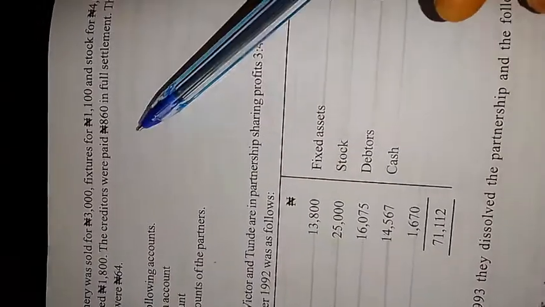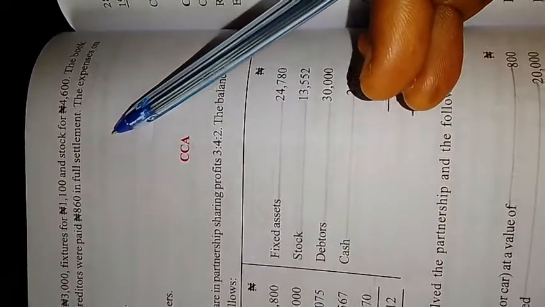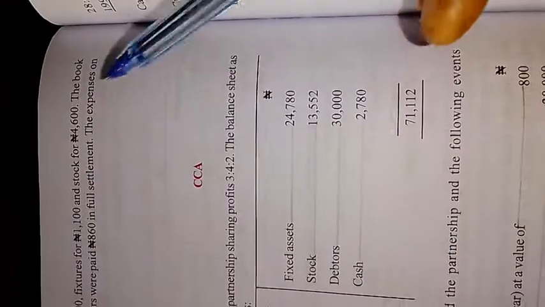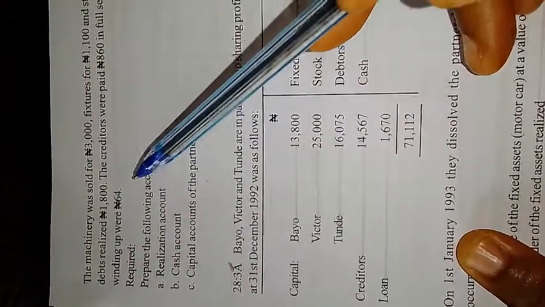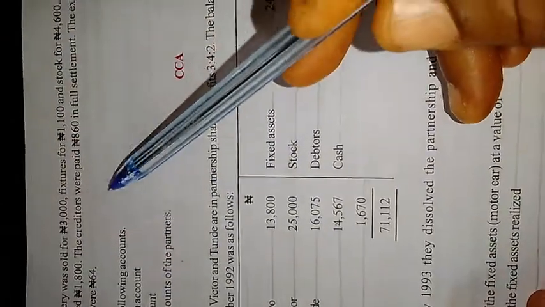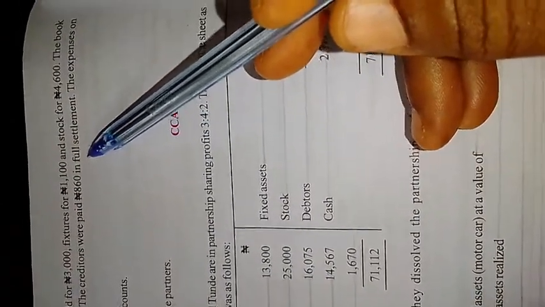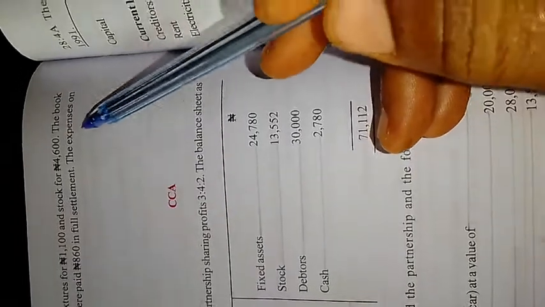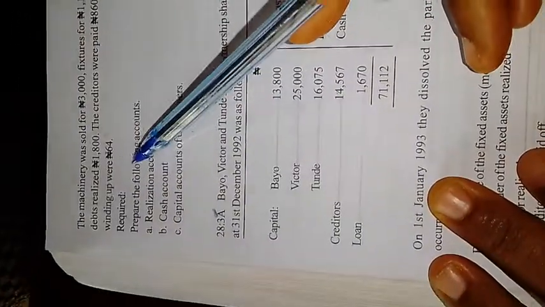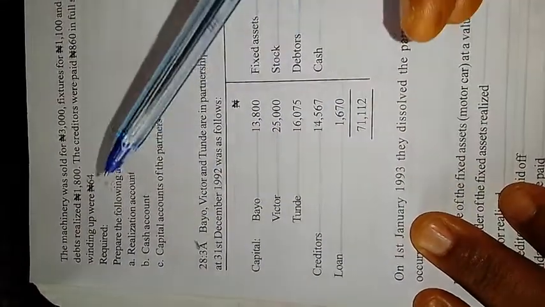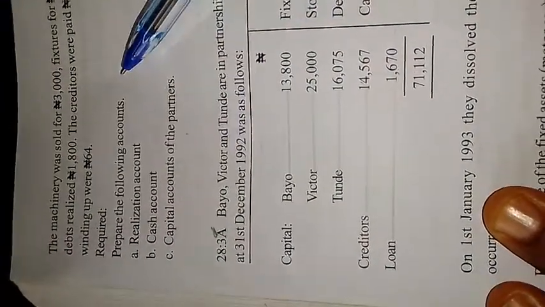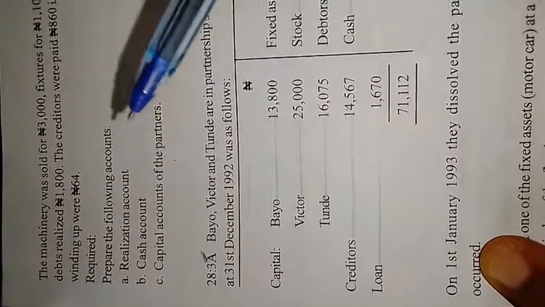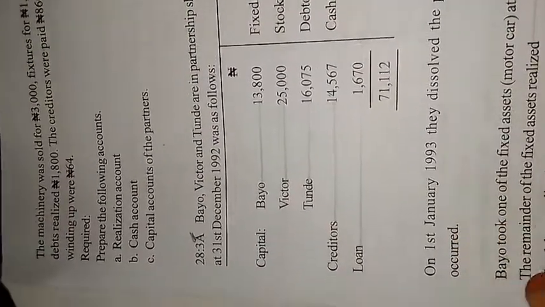The machinery was sold for 3,000 naira, fixtures for 1,100, and stock for 4,600 naira. The book debts realized 1,800 naira. The creditors were paid 860 naira in full settlement. The expenses on winding up were 64 naira. You are required to prepare the following accounts: realization account, cash account, and capital accounts of the partners.